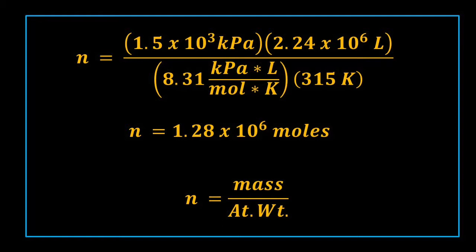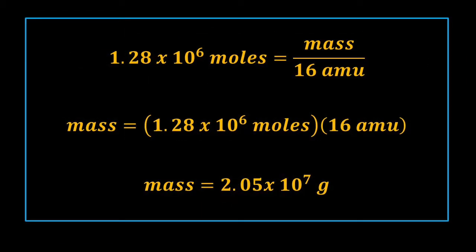Now, that value, 1.28 times 10 to the 6th moles, is going to equal the mass over the atomic weight. Well, I know the atomic weight. It's going to be 16 AMUs, or the molar mass of 16. I could say over the atomic weight or over the molar mass. Same thing. So, 1.28 times 10 to the 6 moles equals mass over 16 AMUs. Mass equals 1.28 times 10 to the 6 moles times 16. Mass equals 2.05 times 10 to the 7th grams.